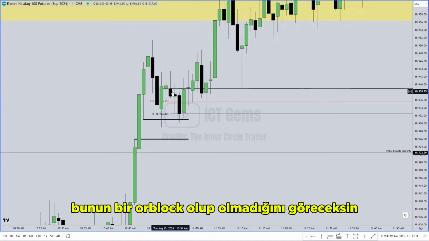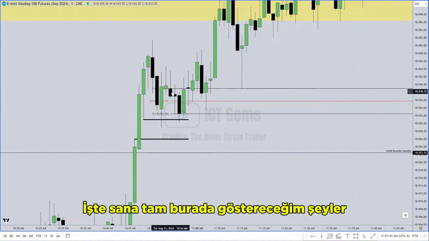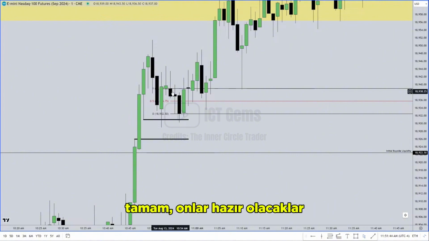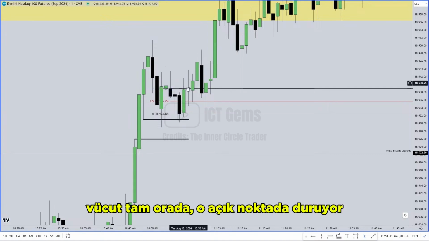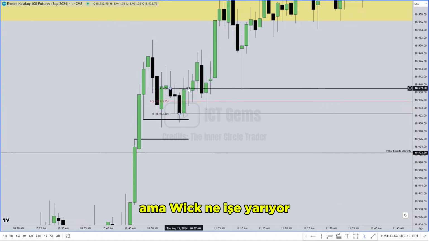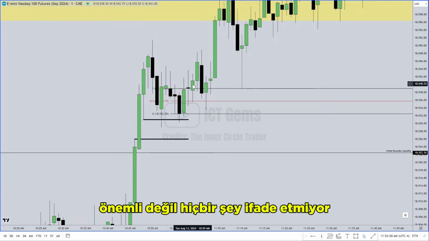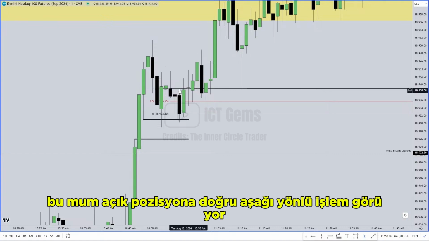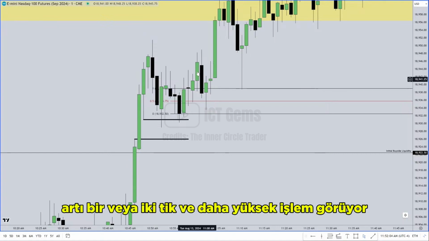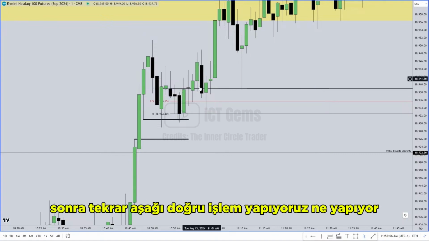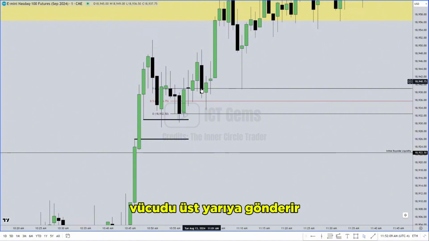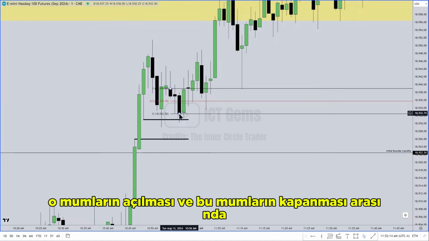If this is an order block, these things I'm going to show you right here are going to be present. Extend that forward. The body stops right there at that open, but what does the wick do? Trades down. This candle's up close. It doesn't matter. It doesn't mean anything. This candle trades down into the open plus a tick or 2, and then trades higher. Then we trade down again. What is it doing? It sends the body into the upper half between that candle's open and this candle's close.